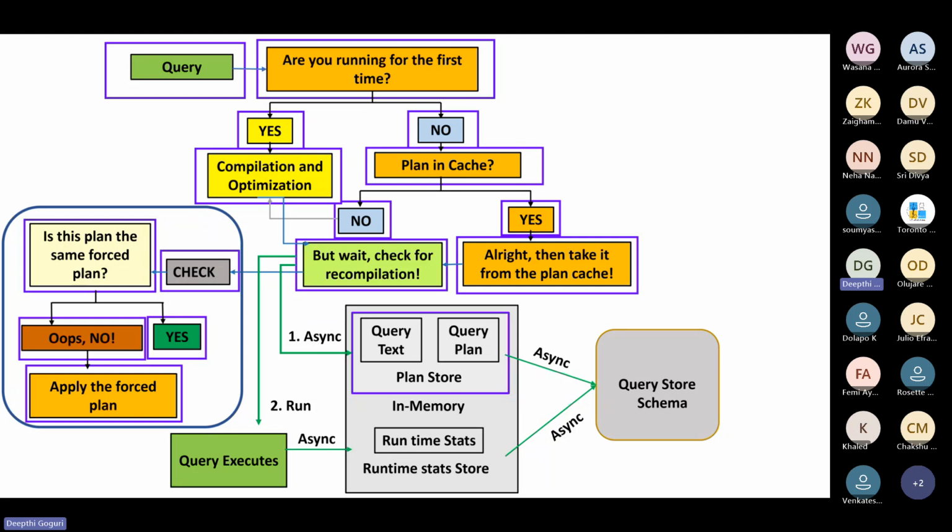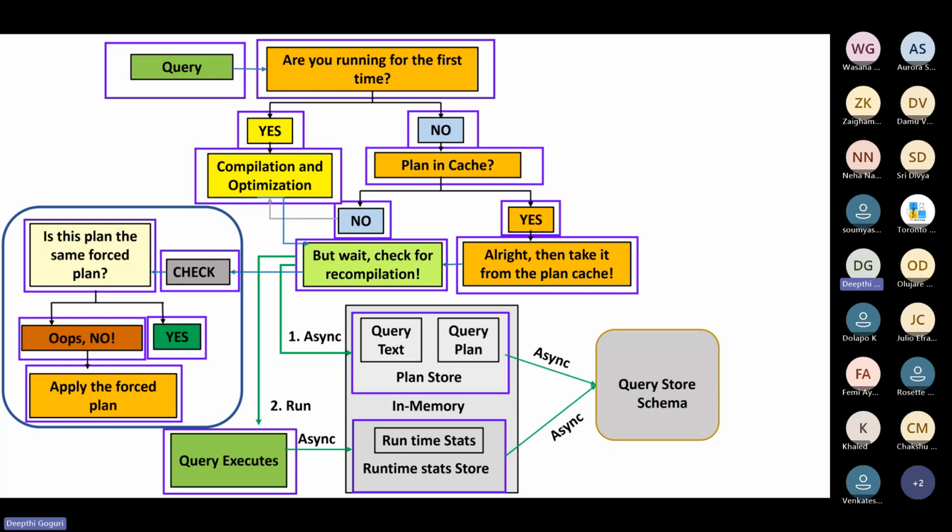The work of the plan store is to capture the query text and query plan before the query even goes to the execution phase. It will first capture that, and this process will happen asynchronously in the memory. Then the query goes to the execution phase, and once the query gets executed, the runtime stats will be captured and put in the memory as well. And this process happens asynchronously.